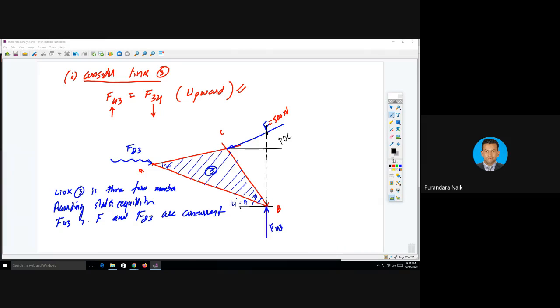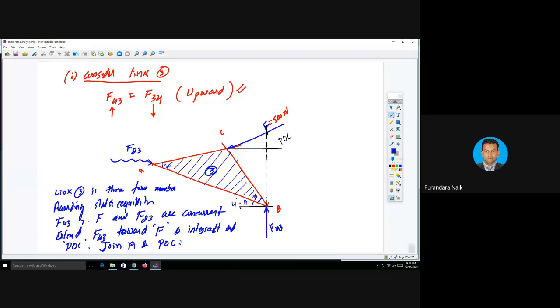Therefore write down below this. It's better to write the steps, otherwise you'll get confused. So extend F43 towards F and intersect at POC. Join A and POC.